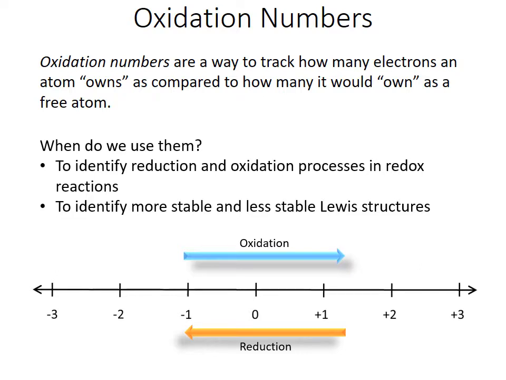It can be helpful to think of oxidation numbers as existing on a number line. If you are moving in a more positive direction, this represents a loss of electrons, which is oxidation. If, on the other hand, you are moving in a more negative direction with your oxidation numbers, then this represents a gain of electrons, which is reduction.